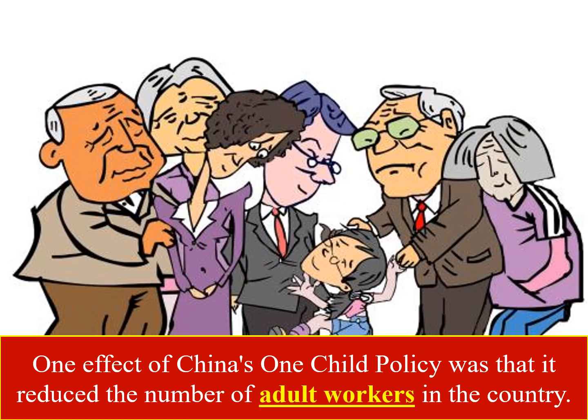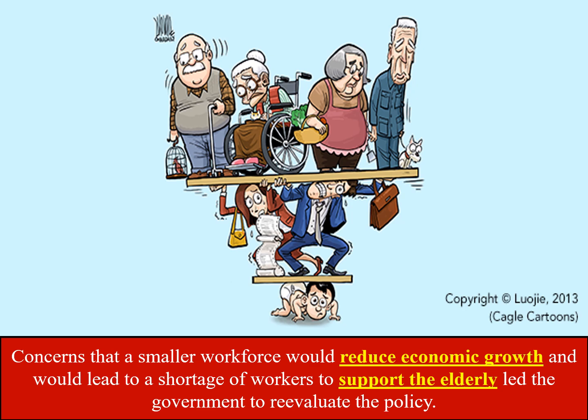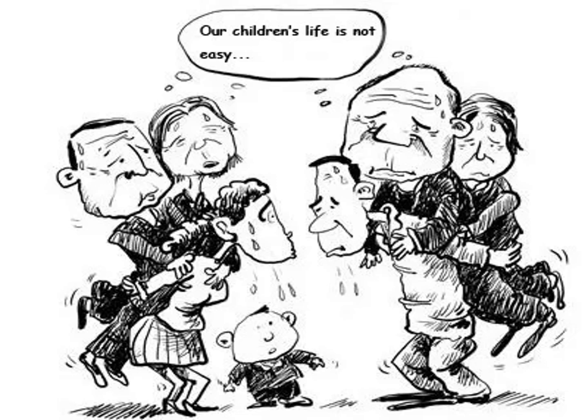One effect of China's one-child policy was that it reduced the number of adult workers in the country. Concerns that a smaller workforce would reduce economic growth and would lead to a shortage of workers to support the elderly led the government to reevaluate the policy. We can see from this political cartoon that when you have fewer children, that means that the personal responsibility on those children ends up being greater because they have to care for both sets of their parents.